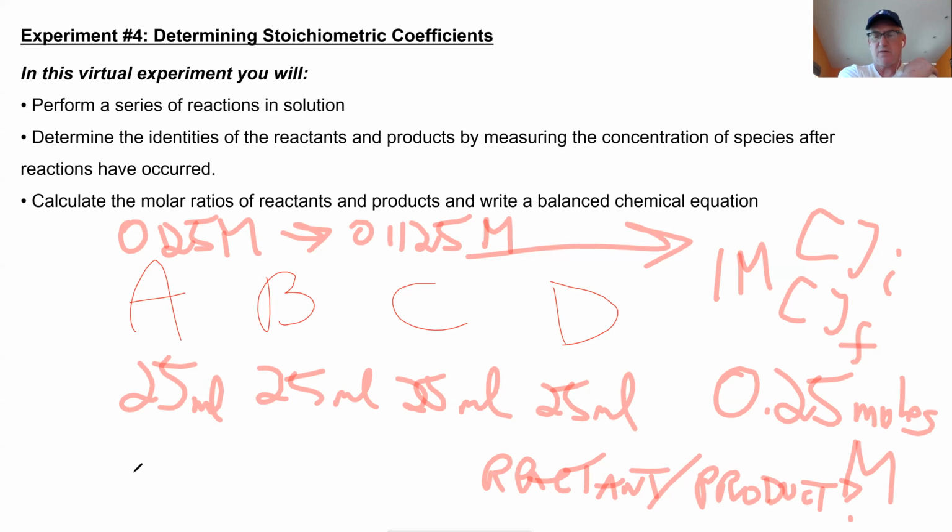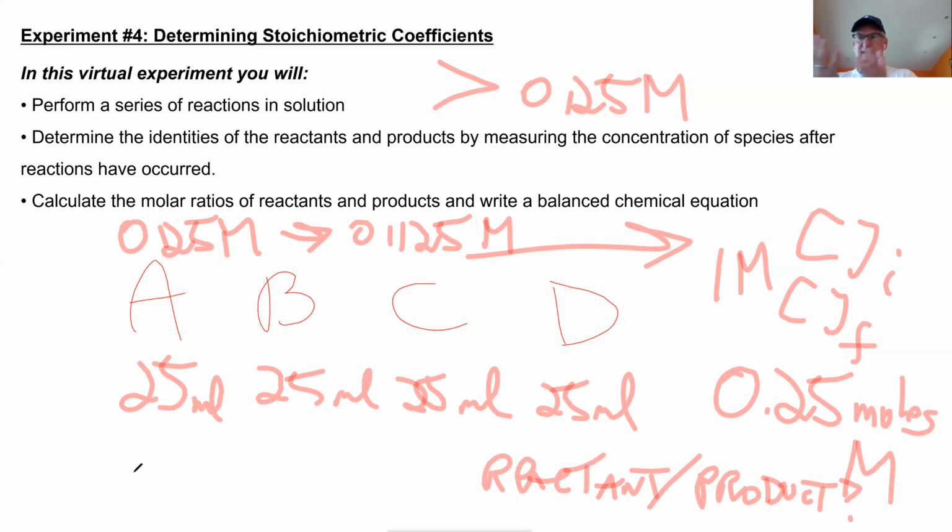What happens to a product? If one of these things is a product, what happens to its concentration? It increases. It increases above what? 0.25. Right, exactly. So if my concentration is now greater than 0.25, it's got to be a product because now there's more of it present than there was before. So if something went less than 0.25, that's going to be a reactant. If something goes above 0.25, it's going to be a product.